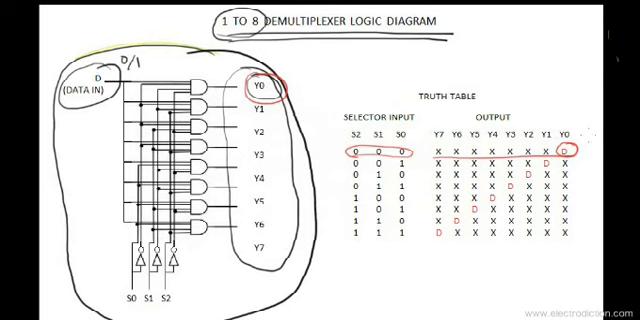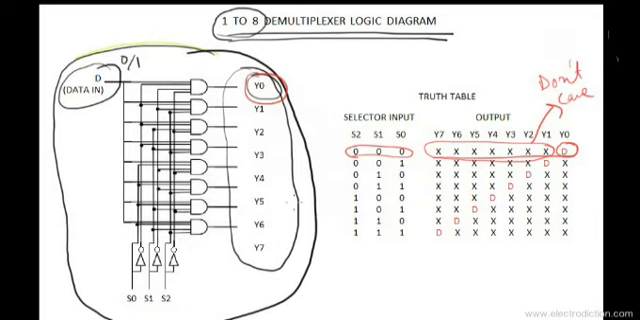Now in this case, only line Y0 would output the data D, while the rest of the lines, as you all can see over here, would be in their don't care state. So we just don't know what outputs the other lines would hold, and it doesn't matter, only that the line Y0 would have the data D at its output.